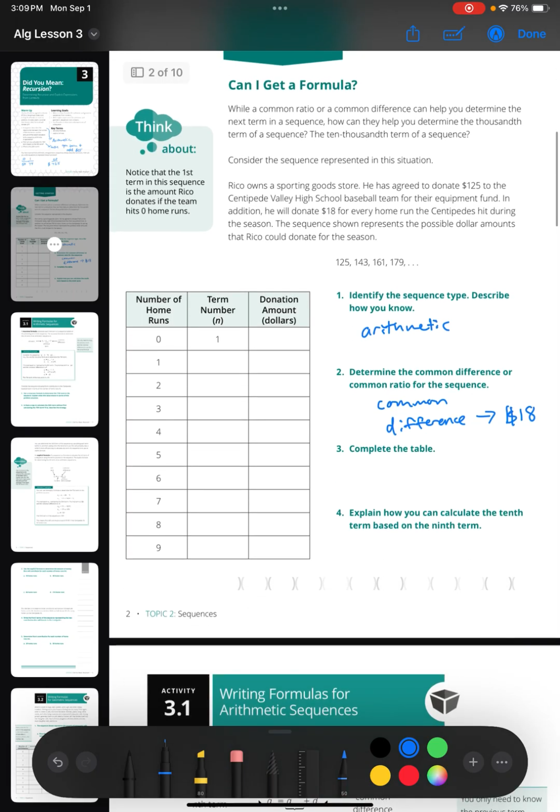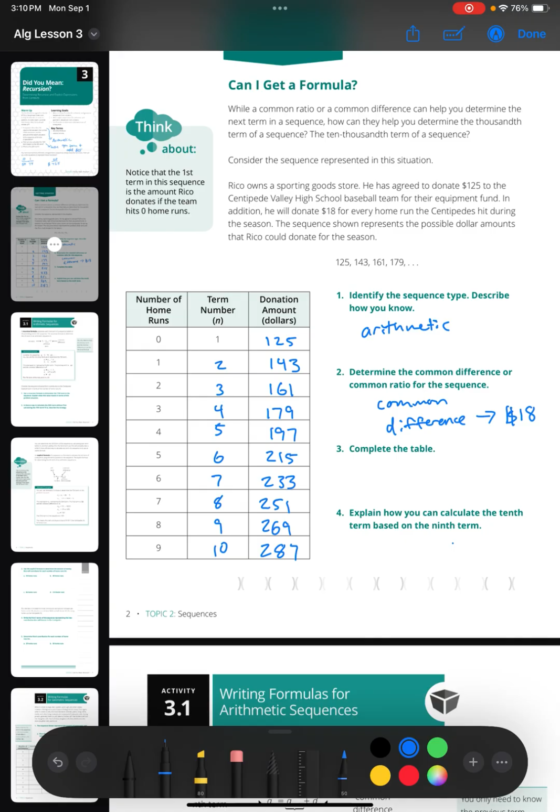So if we want to complete the table that would go along with that, for no home runs hit, he's donating the original $125. And then as we go up, once we have one home run hit, we'd add another 18. We get to 143. And we would keep adding 18, and it would fill in these numbers in our table here. 269, and another 18, we'd be at 287. So we're just adding 18 each time, as every new home run gets another $18.